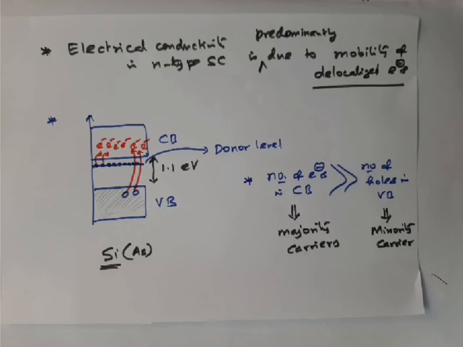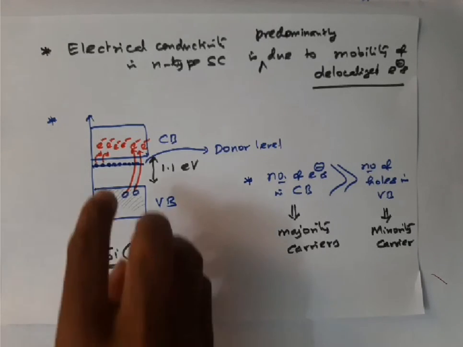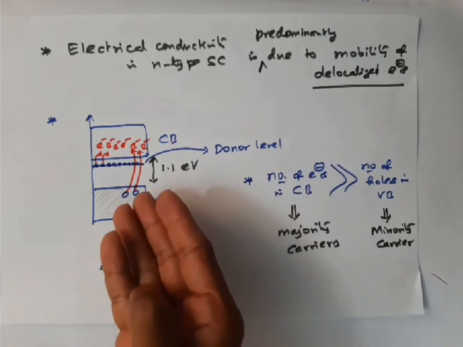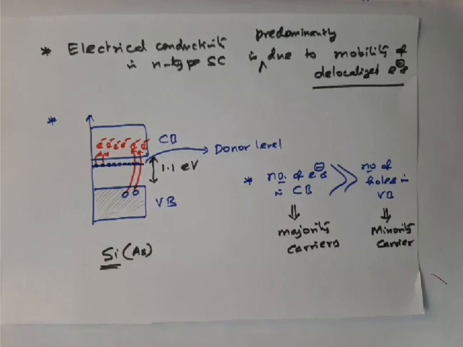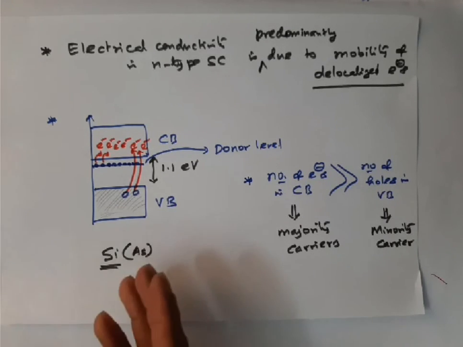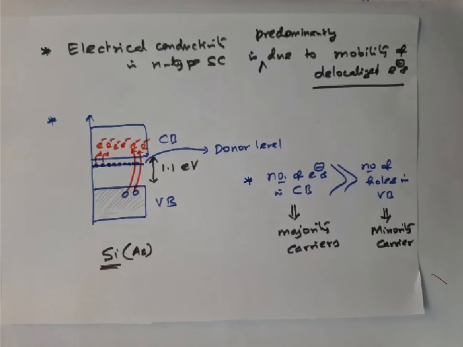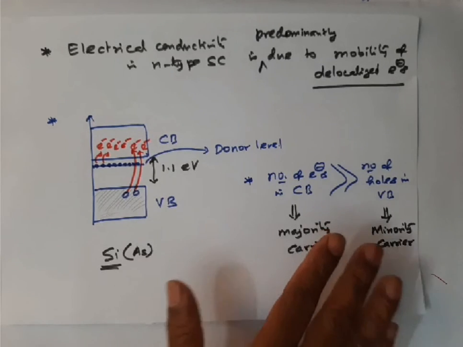Now you have a huge number of electrons in the conduction band and a few holes in the valence band, so the conductivity of the material increases to a larger extent. So n-type semiconductors conduct a larger amount of current compared to intrinsic ones. This is very important, keep this in mind. This is called an n-type semiconductor.